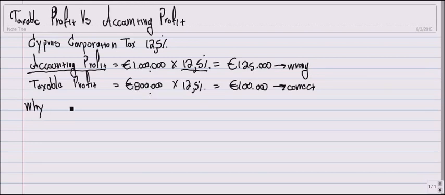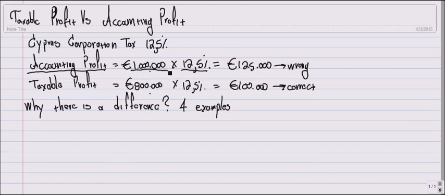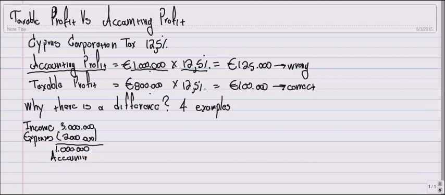Let's discuss, for example, first of all, let's calculate this amount here. So our income is 3 million. Our expenses are 2 million. Therefore, our profit is 1 million. Now, let's see our examples. First example.